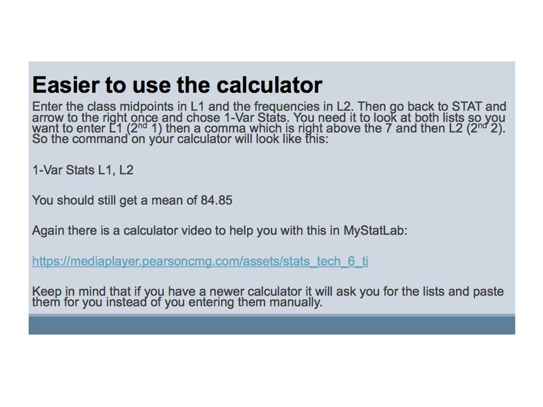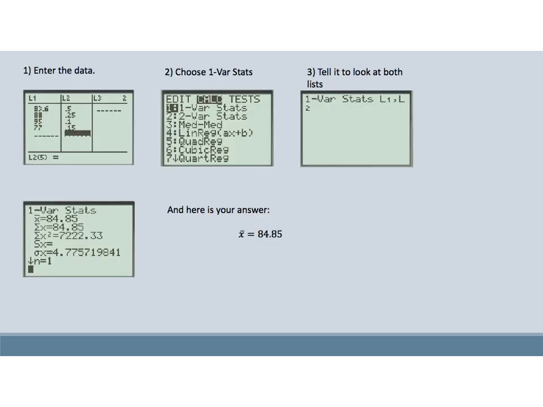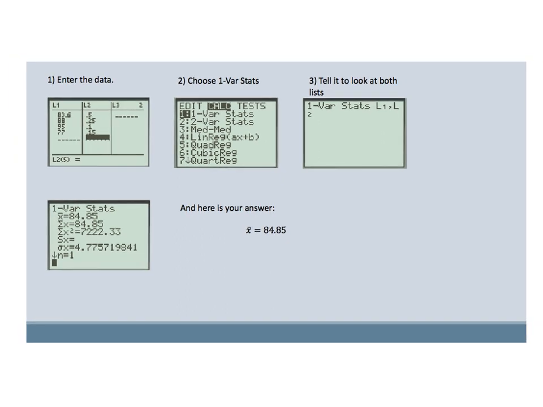Alright, so if we turn, here again is the things we're putting in. And here are some screenshots of what it would look like. So in L1 I put the grades, in L2 I put the decimals. Then I went back to stats, arrowed over, and chose that 1 var stats. Put in my L1, comma, L2, and then pressed enter, and I get a screen that looks like that.